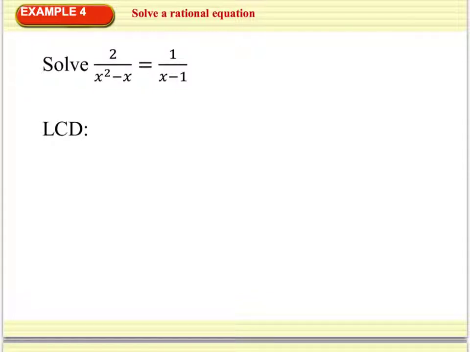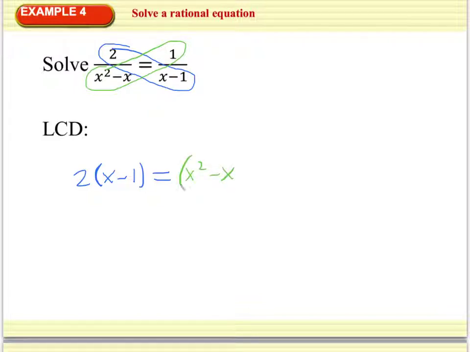The cross multiplication method says that I can take the 2 of my numerator and multiply it by the x minus 1 of the other denominator. So I end up with 2 times x minus 1 equals, then I'm going to do the same thing, except I'm going to use the denominator of my first fraction and multiply it by the numerator of my second fraction. So I end up with x squared minus x times 1. Then I'm going to simplify. 2x minus 2 equals x squared minus x.